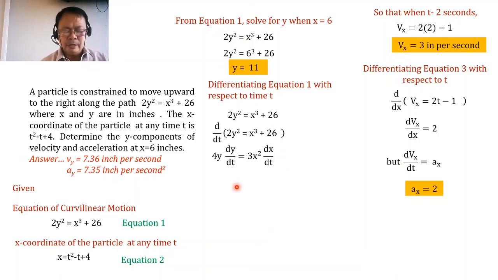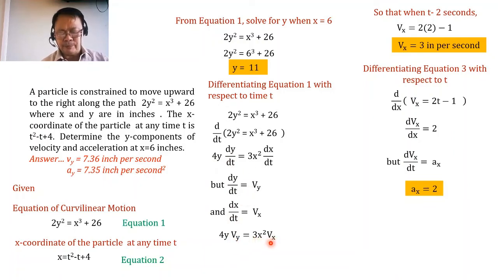But again, our dy over dt is v sub y, and our dx over dt is v sub x, which can be simplified to 4y multiplied by v sub y is equal to 3x squared multiplied by v sub x. And so from here, because we know already the value of y, we are given the value of x, and we just have computed our v sub x.